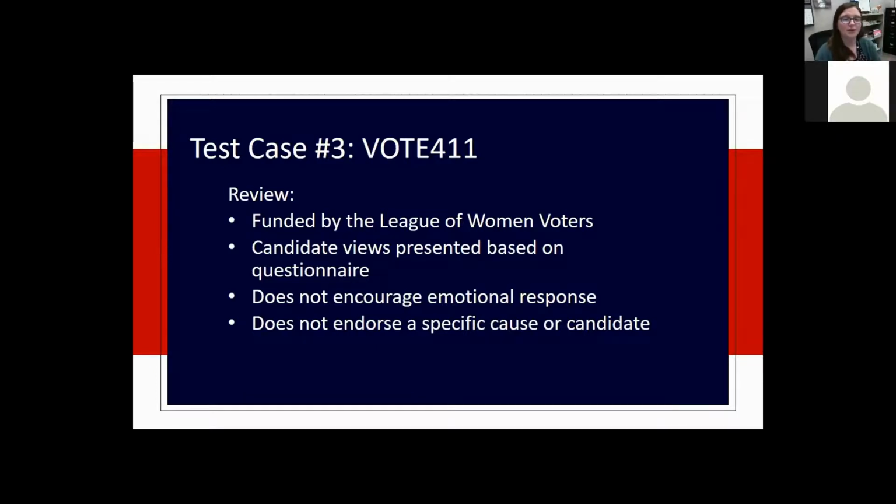They're questions about how to prevent gun violence, climate change, equal access to healthcare, and how the candidate would address racial injustice, among others. There are some pros to this site that make it harder to determine if it has a hidden bias. It doesn't encourage an emotional response, but instead it's a call to action to vote. It also doesn't endorse a specific cause or candidate. So you won't find explicit statements about combating racial injustice or the need to address climate change. Overall, it's not a bad site, but there are better nonpartisan resources out there.